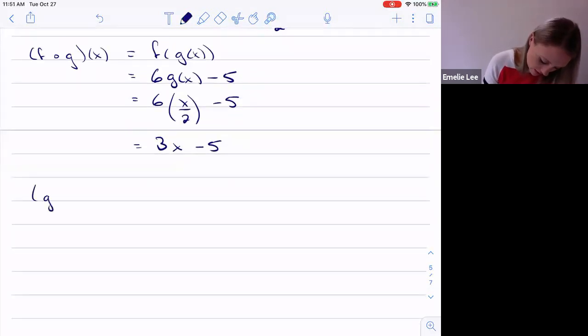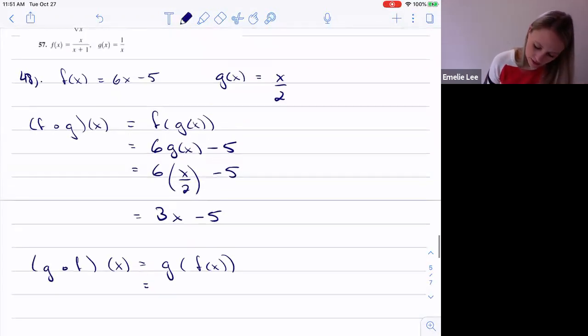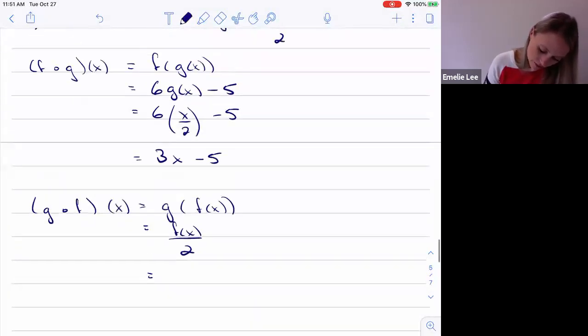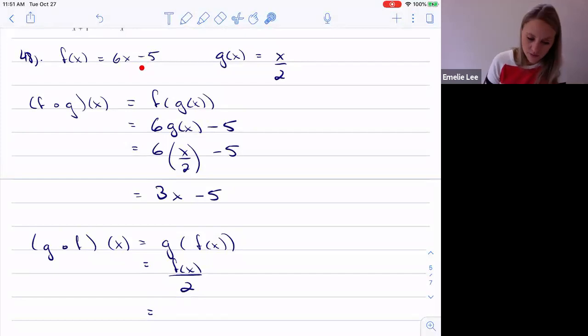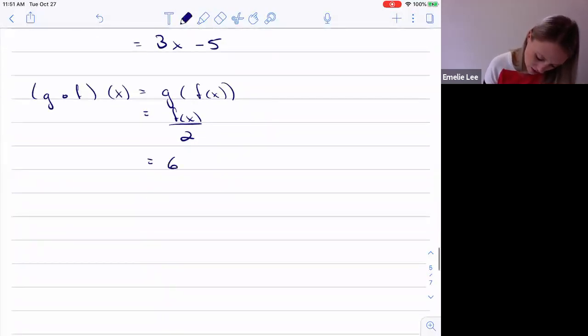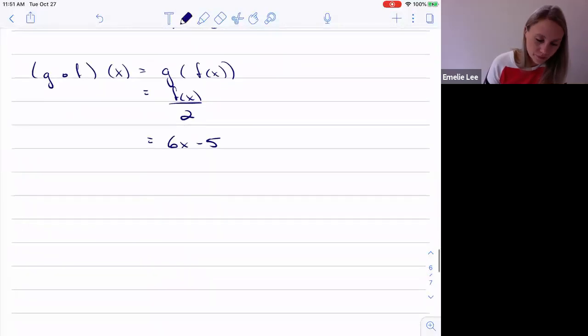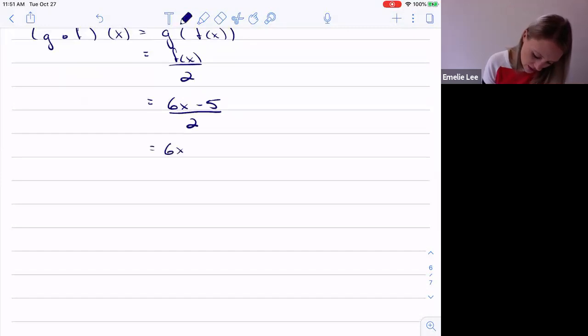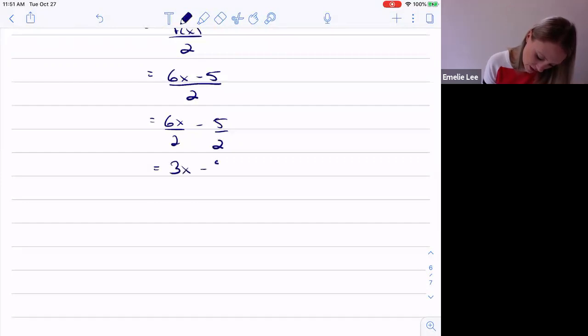We can do the same thing, g composed with f of x is g of f of x. G is x over 2, so we have f of x over 2, where f of x is actually 6x minus 5, so now I'm going to make that substitution. 6x minus 5 divided by 2. Both of these terms are being divided by 2, so we have to be really careful, right? Because now I get 6x divided by 2 minus 5 over 2, which is 3x minus 5 over 2.